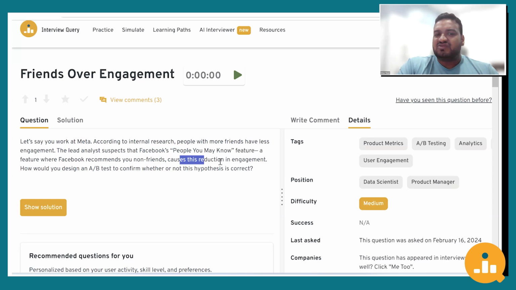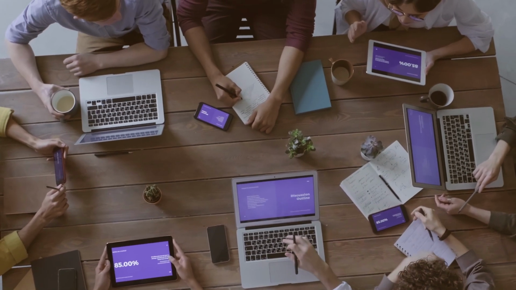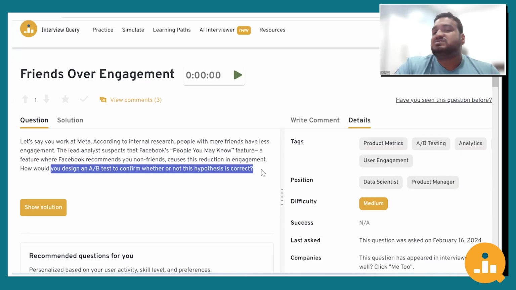Now, I think this line is pretty straightforward, because this feature is causing a reduction in engagement. And now the problem has become slightly easier for us, because we are explicitly asked, how would you design an A/B test to confirm whether or not this hypothesis is correct? In your interview, you might get this as a question: how would you validate this hypothesis? They might not even say that you have to perform A/B testing, and they would like to keep it more open-ended. So I hope so far you have understood how to ask clarifying questions, and you have a good understanding.